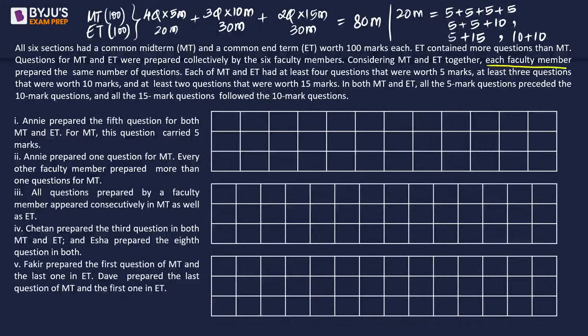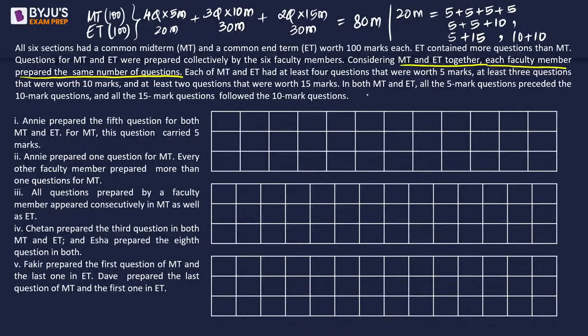नेक्स्ट, अगर आपको ये पॉइंट याद है, each faculty member, MT and ET together, prepared the same number of questions, ठीक है। So what does it mean? It means कि अगर suppose A ने 4 क्वेश्चंस करें तो B ने भी 4 करें, C ने भी 4 करें। If A has done 3 questions, B has done 3 questions, C has done 3 questions. So the number of questions overall दोनों टेस्ट मिला के वो बराबर है, right? Remember वो x की बात करी थी when I started discussing that statement, right?